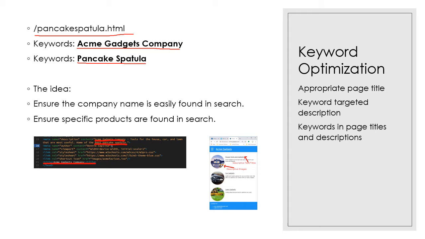The idea was to ensure the company name is easily found in search, which it should be if you're going to be a brand, and to ensure that a specific product would be found in search if I wanted to use products. So you'll see in my description, I used Acme Gadgets Company, and I then added home of the best pancake spatula, trying to get that darn spatula in there. Who knows if that's going to work? The jury's still out. Nothing has been yielded yet. And then the title is Acme Gadgets Company, and this is all on the index page.